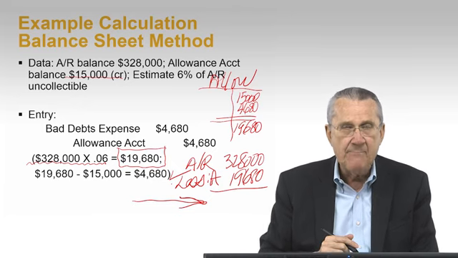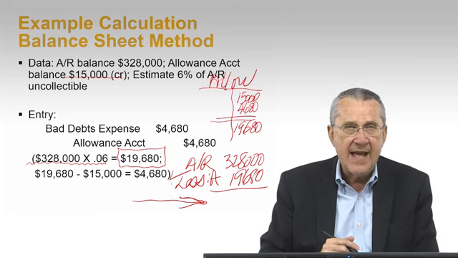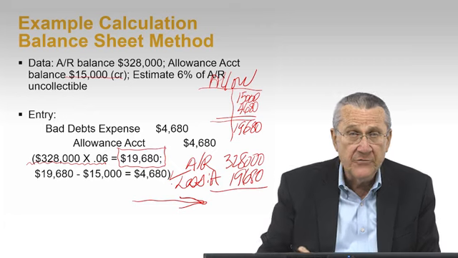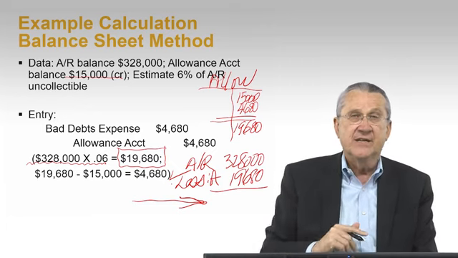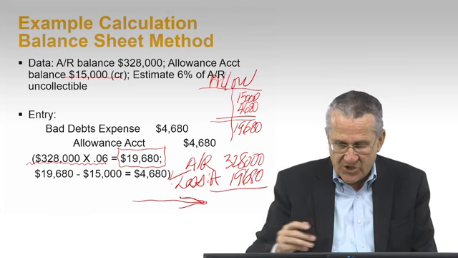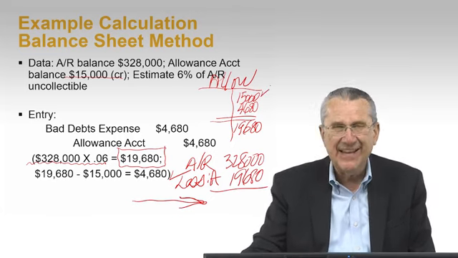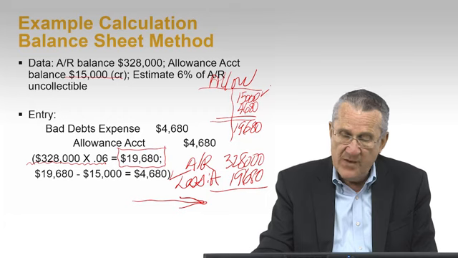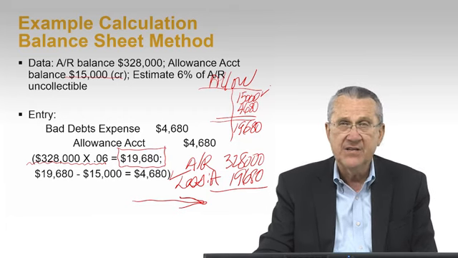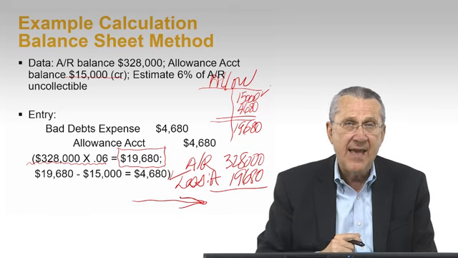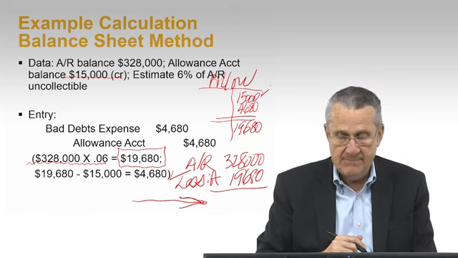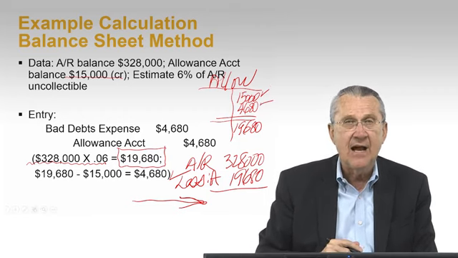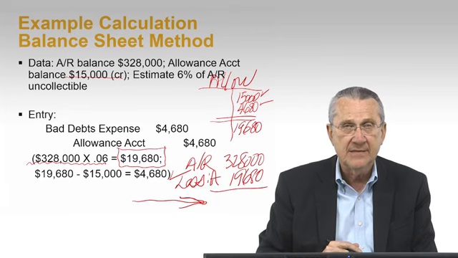Okay, so the balance sheet method automatically corrects for the prior period's error. And that's really good for the balance sheet. Notice what it does to the income statement, though. Last year, we had $15,000 left in the account, so my presumption would be that last year we may have had $25,000 or $30,000 or even more as bad debt expense. That was the estimate. This year, we're only going to have $4,680 because of our overestimate.